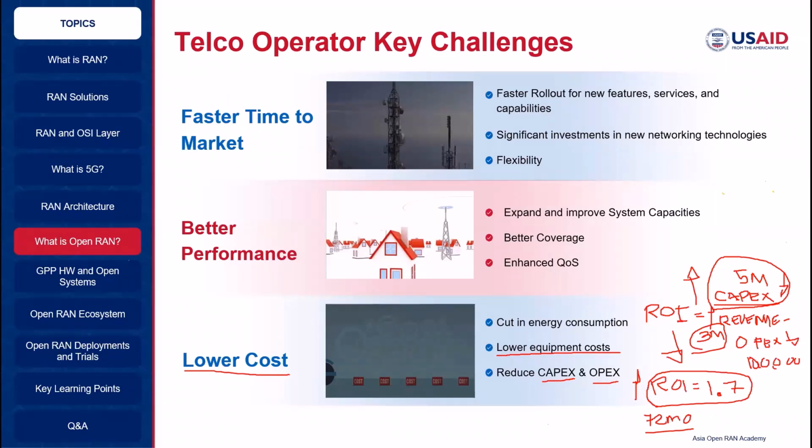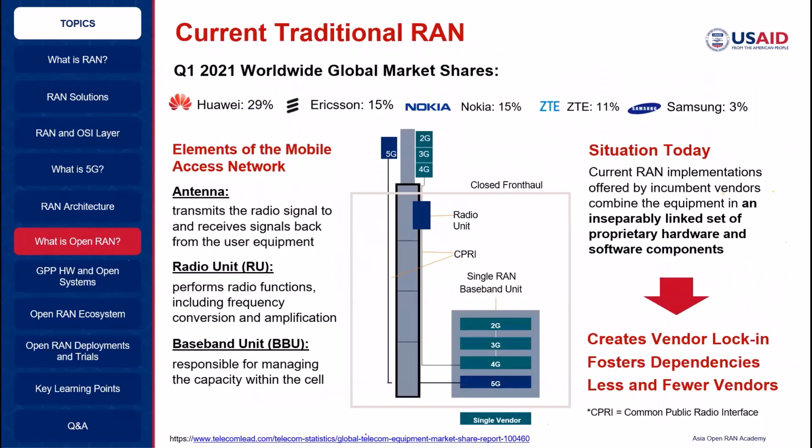So, this is where Open RAN comes in. As we all know, the current traditional network, based on telecomlead.com, in the 2021 worldwide global market share, 29% is Huawei, Ericsson is 15%, Nokia is 15%, ZTE is 11%, and Samsung is 3%.